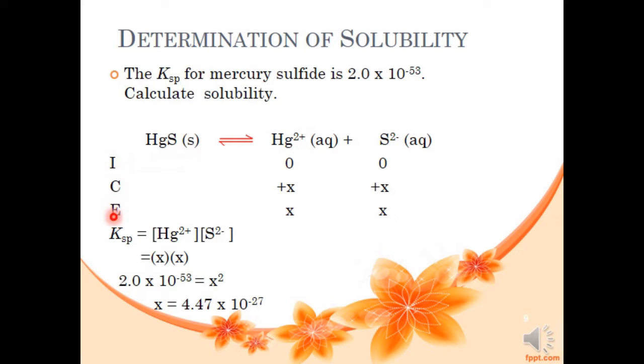Next is the ICE table. Initially none of these ions are present, so 0. And then change plus x, so at equilibrium we have 0 plus x for each. Then we substitute this at equilibrium into the Ksp expression. Using the Ksp expression, given the Ksp value, we should be able to calculate the molar solubility, which is 4.47 times 10 to the power of negative 27 molar. So there should be a unit here.